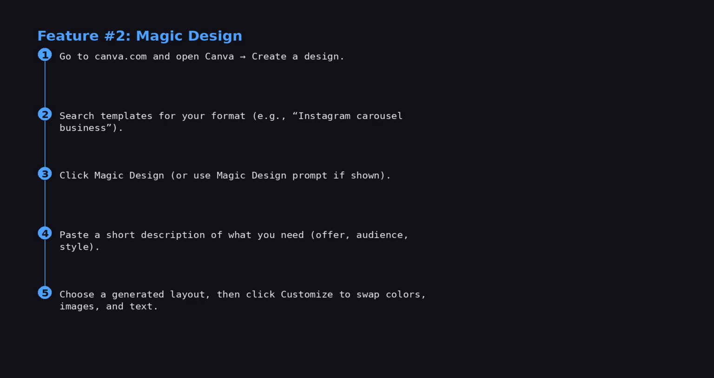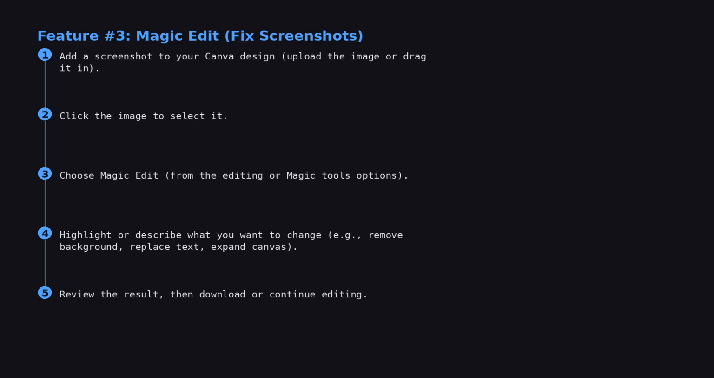Curiosity bump. In a minute, I'll show you the feature that fixes your visuals when they're already almost right, like when your screenshot looks messy or your background is distracting. Feature number 3 is Magic Edit. What it is, Magic Edit helps you change parts of an image, remove or replace elements, clean up backgrounds, and adjust what's in the frame, without needing Photoshop.